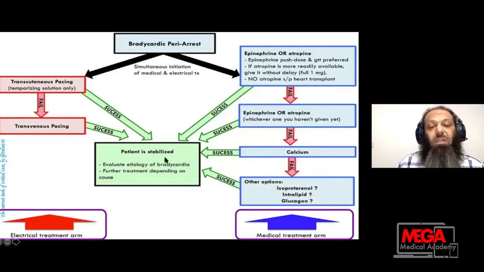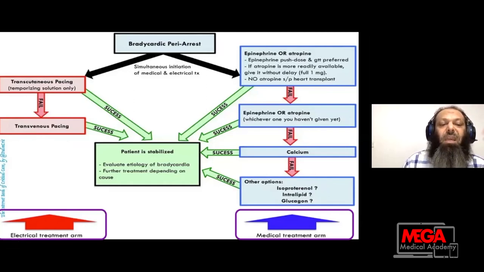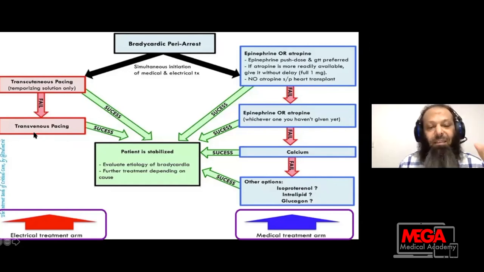If it succeeds, okay, go and stabilize your patient and evaluate the etiology for bradycardia and what further treatment is needed after that. Is it drug toxicity? Is it MI? If the transcutaneous pacing failed, of course you have to activate transvenous pacing. So the electrical arm includes the TCP, because the TCP usually is available in the ICU, in the ER, attached to your DC shock monitor. It's incorporated, so it's readily available. The problem with the transvenous is the experience and familiarity of people who can put it either bedside or in the cath lab.